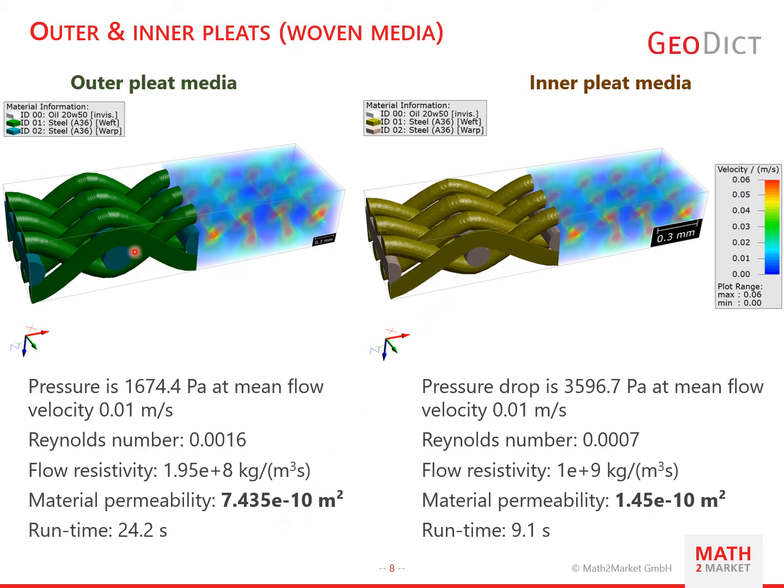One more comment here, as you can see on the image at the left side, we visualize only the geometry of the media, and at the right side only the flow velocity distribution.